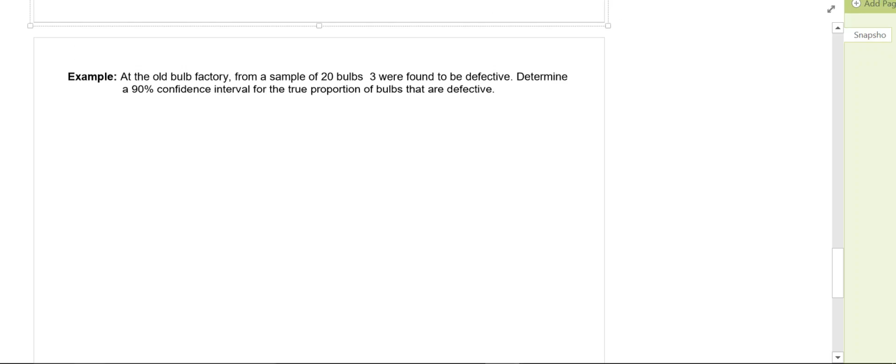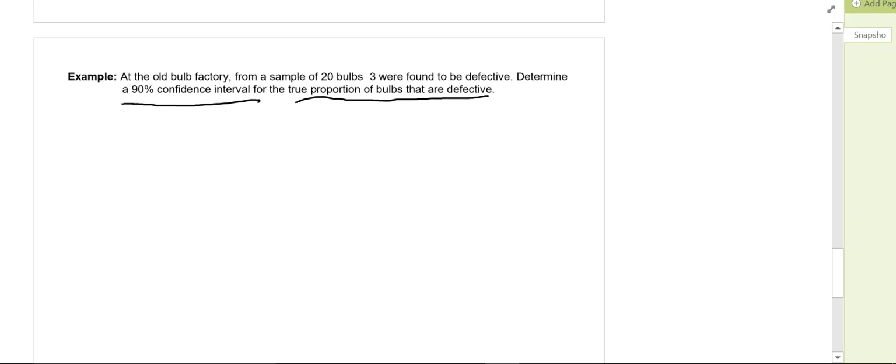The next problem is a proportion problem. We might need to remember a couple of things about proportions because we don't normally work with them. But again, we're back at the old light bulb factory and we took a sample of 20 light bulbs and we found that 3 of them were defective. I want a confidence interval for the true proportion of bulbs that are defective.